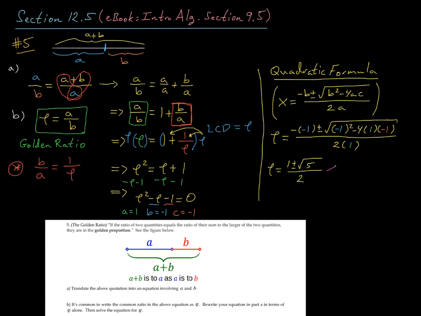Notice there are really two numbers here. There's 1 plus the square root of 5 divided by 2, which, if you use your calculator, is about 1.618. And if I use the minus sign, 1 minus the square root of 5 over 2, this comes out to be about negative 0.618. But remember, what is this Greek letter phi standing for? It's standing for the ratio of the long piece of a line segment to the short piece. So it doesn't make sense that the ratio would come out to be a negative number.